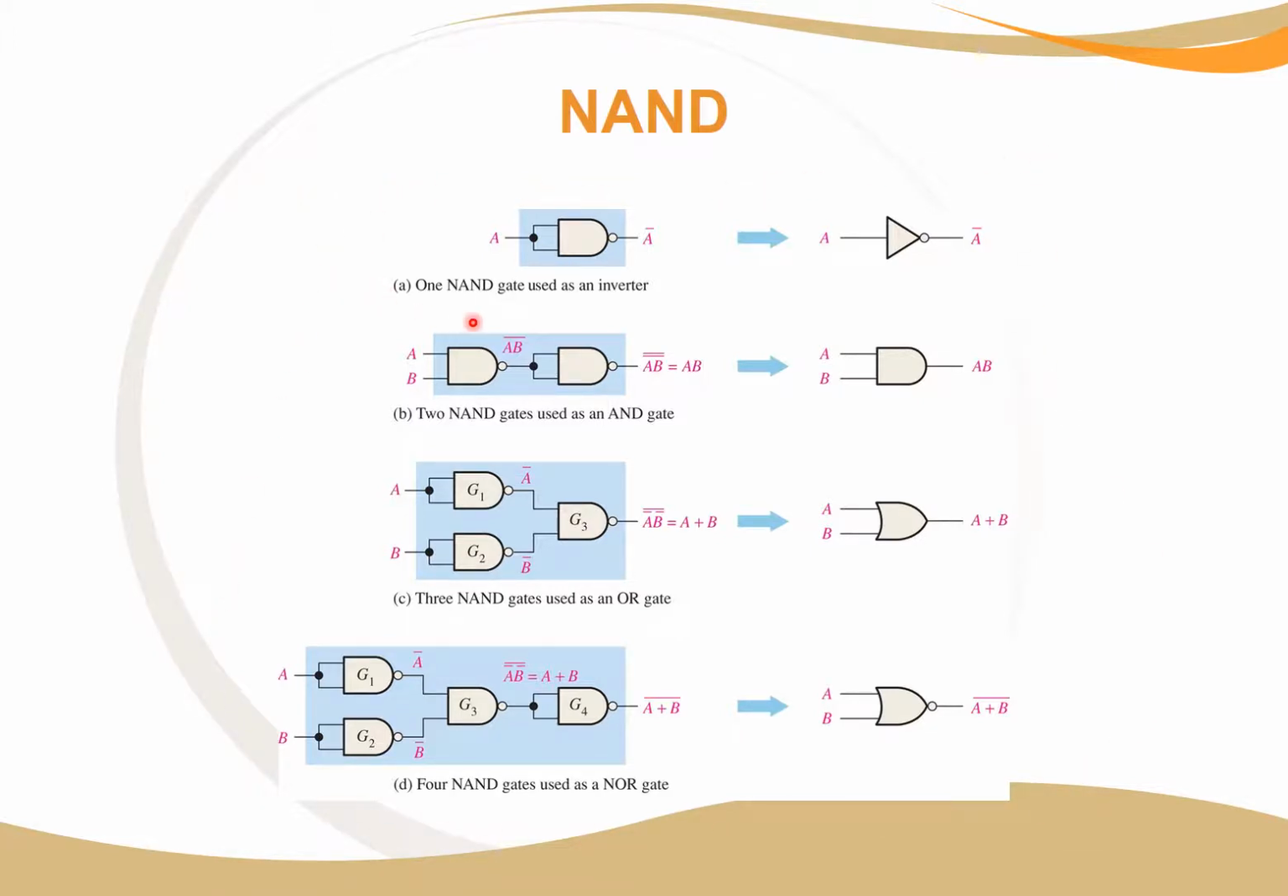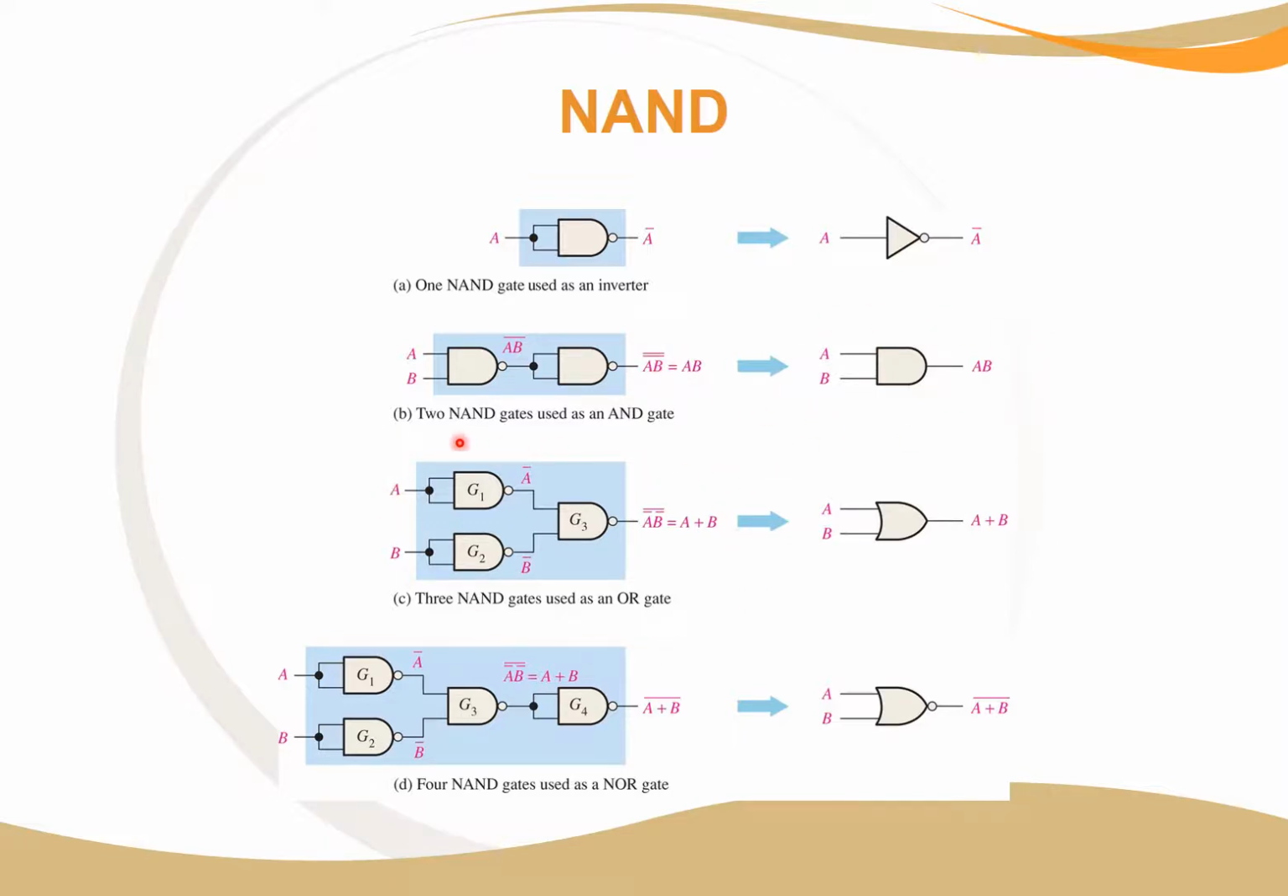First off, a NAND gate can be used as an inverter, like so. The input is wired to the two inputs of the NAND gate, and the output is then inverted. For me, this is one of the most important ones you need to know. Here you use a NAND gate as an AND gate. You NAND them together, and then you invert it, double bar, take the bars away, so you can use it as an AND gate.